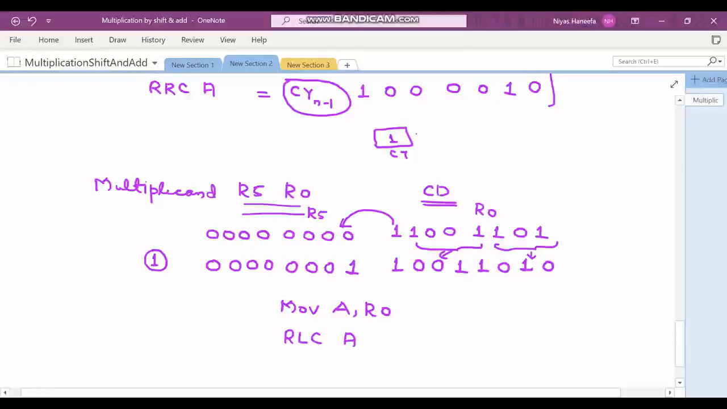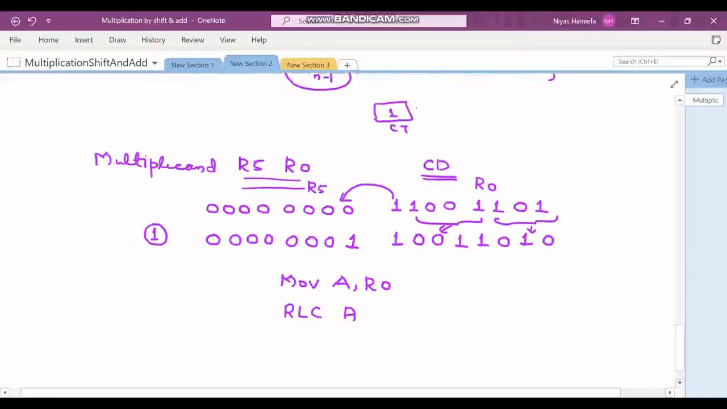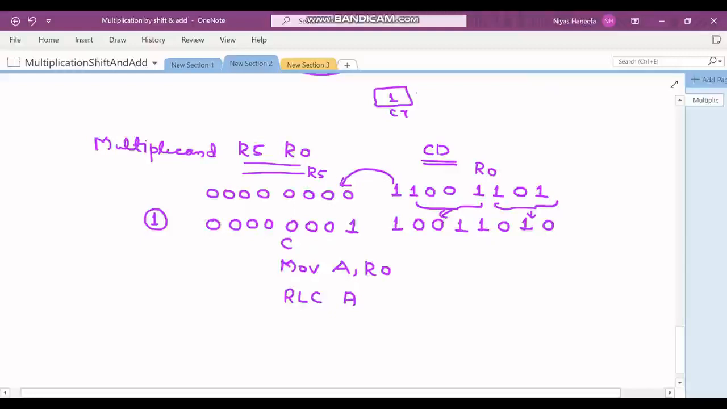So what will happen? Carry will be populated to the rightmost position, but that carry has to be 0 while padding the zeros. That is why we clear carry. So carry is cleared, accumulator is loaded with R0, which is this value. Then we are rotating with RLC A, so the carry will go to the rightmost bit. So we got that padded with 0, and this leftmost bit, this 1, is now in our carry flag. So you have to understand, the leftmost bit will go to the carry flag.